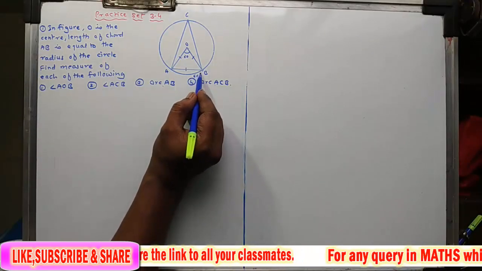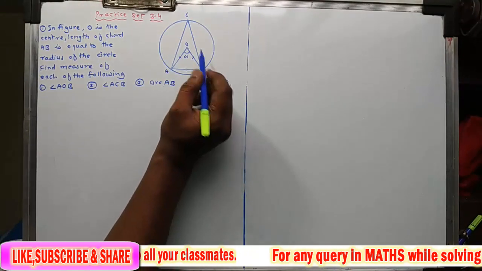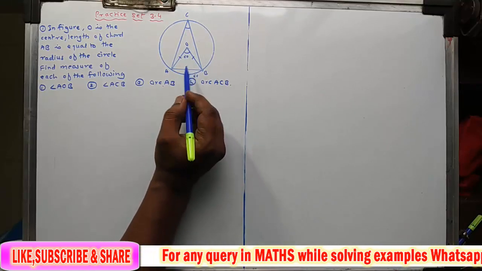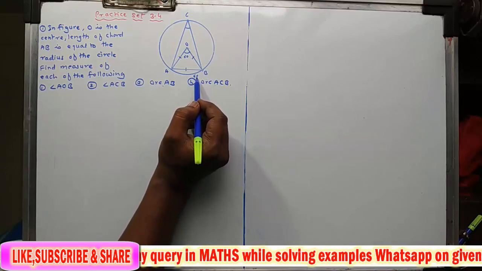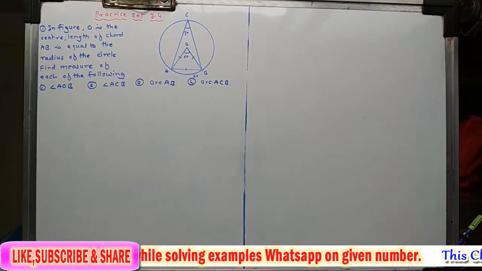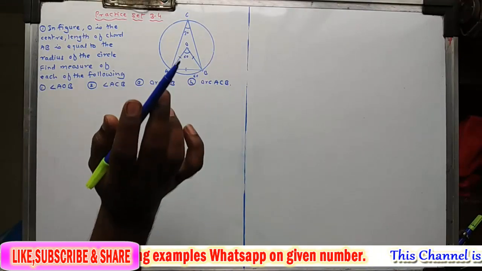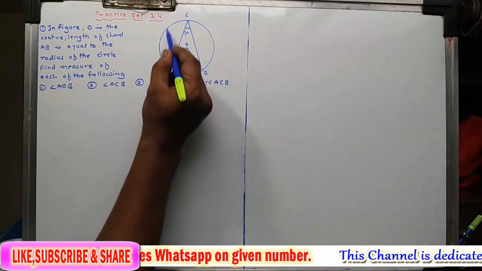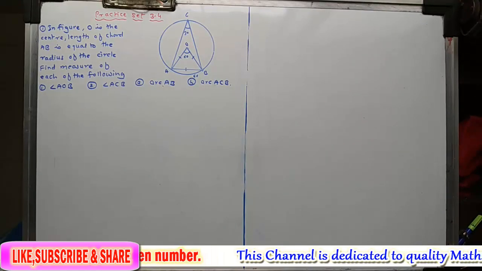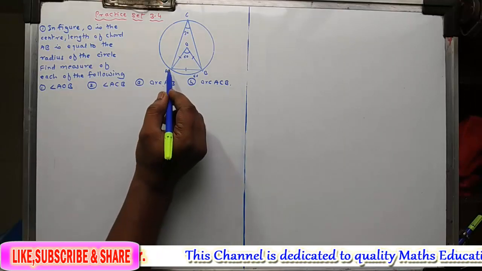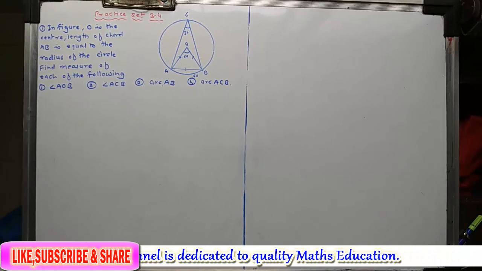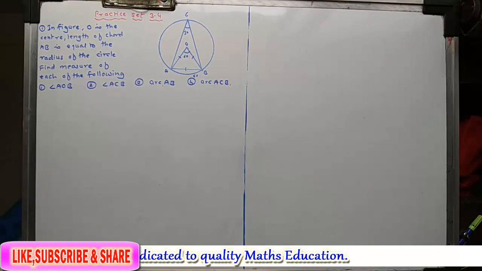So this is an intercepted arc and angle ACB is an inscribed angle. The measure of this inscribed angle is half of its intercepted arc. So half of 60 is 30. So the measure of this angle is equal to 30 degrees. Arc AB is done. Now we have to find arc ACB, which is the major arc. The measure of the major arc is equal to 360 minus the measure of the minor arc. The minor arc is 60 degrees, so 360 minus 60 is 300 degrees. In this way we have to solve this example. Any doubt in this?